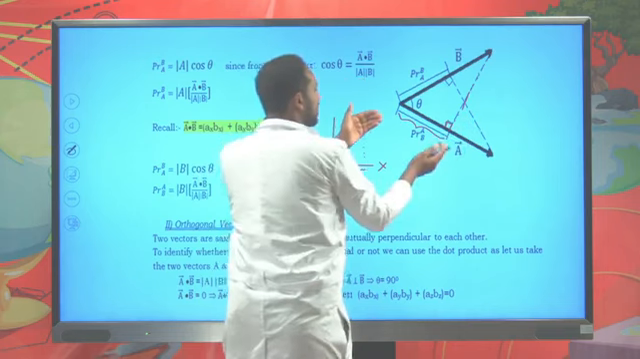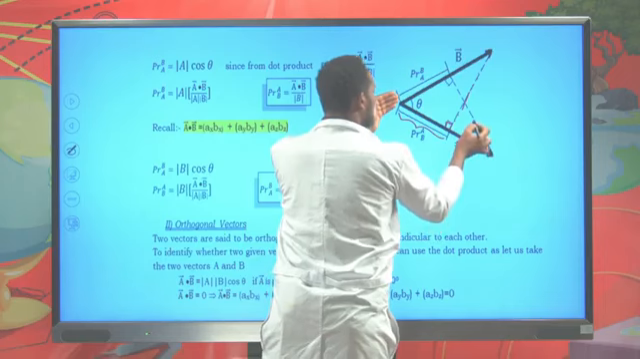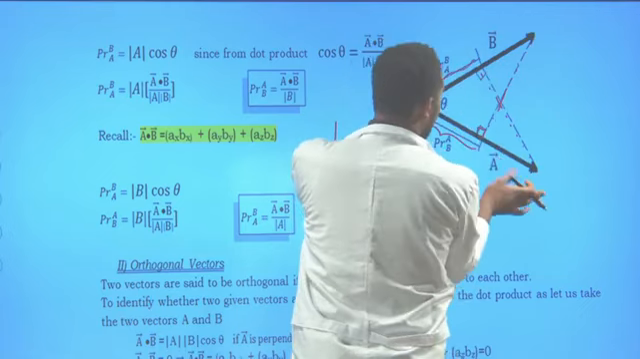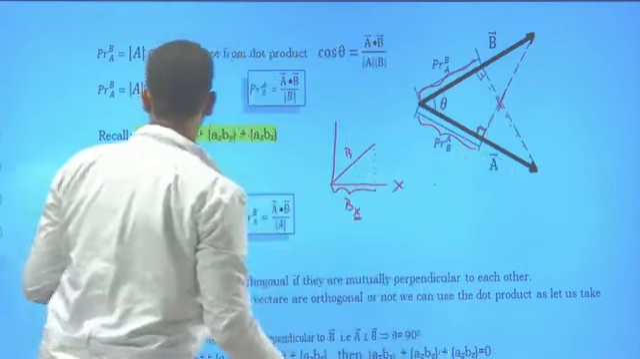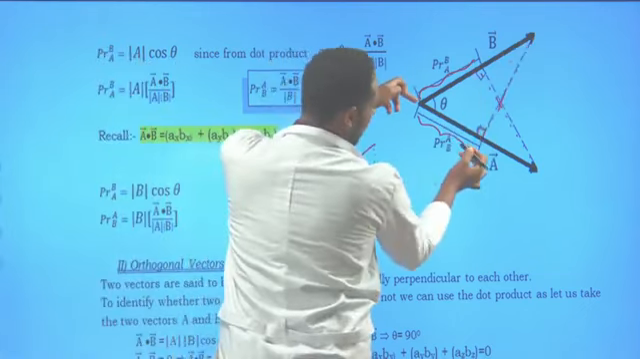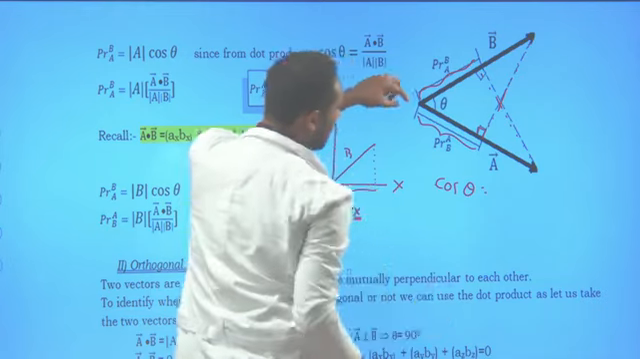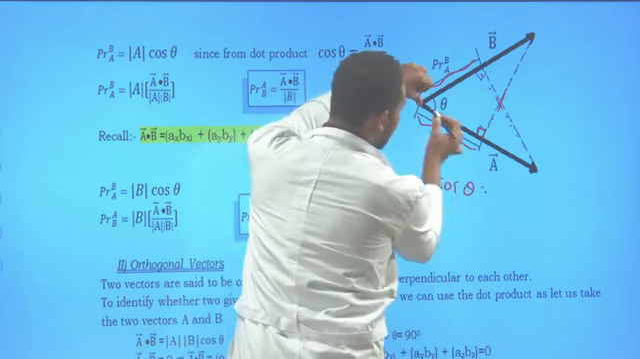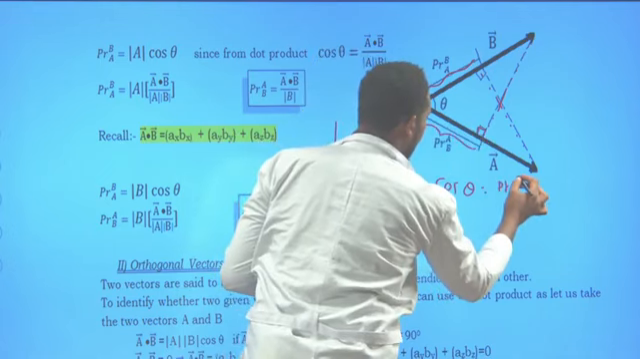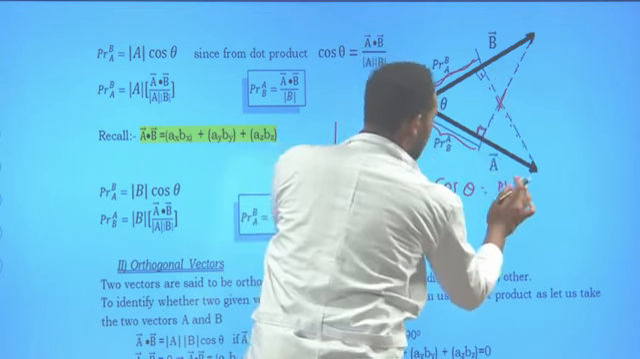It's also possible to find the projection of a onto b. That means if you drop this perpendicular to the vector b, you can find this to be the projection of vector a onto b. Therefore, how do we determine the projection of vector b onto a? Okay, the distance from this to this, it's possible to use cosine of theta. The distance from this to this is the projection of vector b onto a.